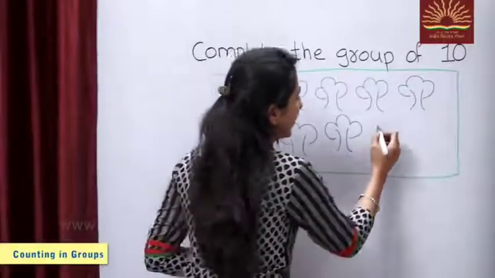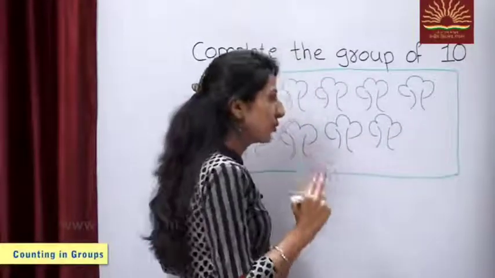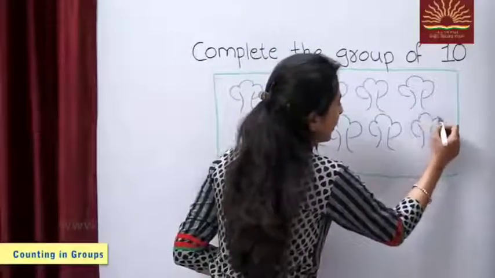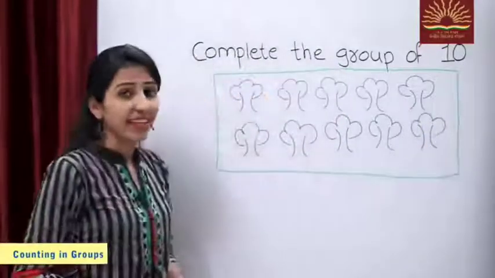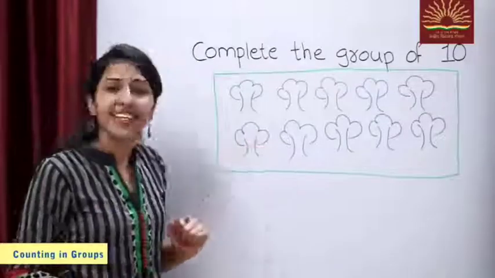1, 2 and 3. So our group of 10 is complete.